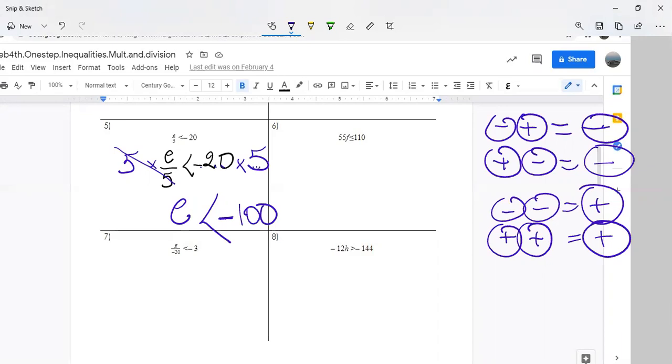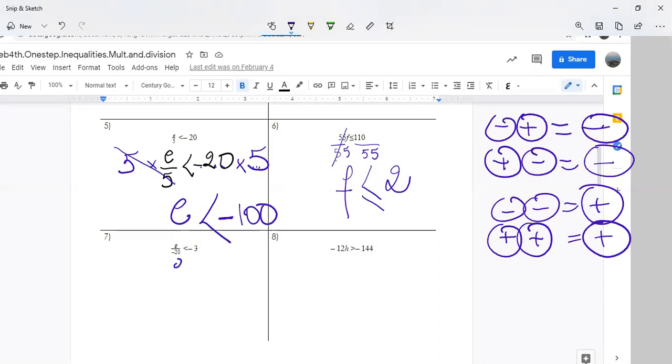All right, next one. The f is being multiplied by 55, so the opposite of that is dividing by 55 on both sides. Here it cancels. I'm left with f less than or equal to 2. 110 divided by 5 is 2.